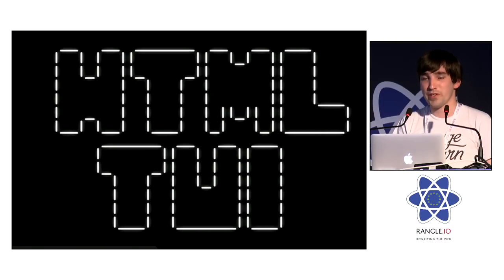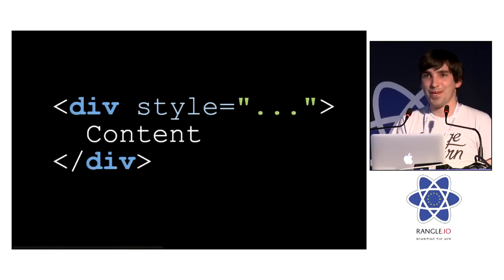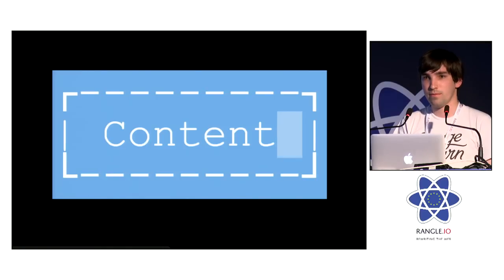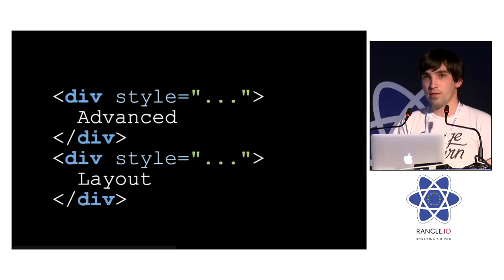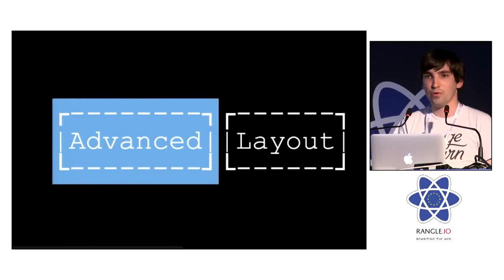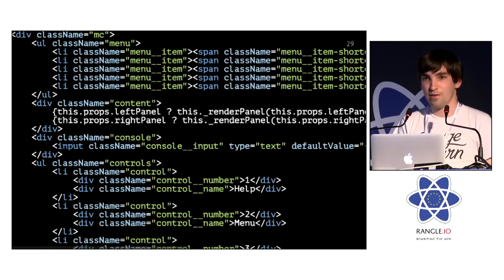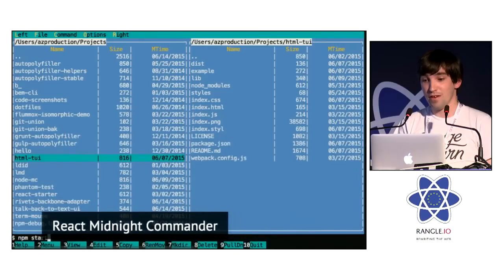And today I want to present my idea of a text user interface powered by HTML. At some point I thought, is it actually possible to transform this div with some styling and content into a box of text? Or transform this advanced markup into an advanced layout, reusing flex boxes or floats or whatever you want? Or even write something in JSX and transform this code into a real app.